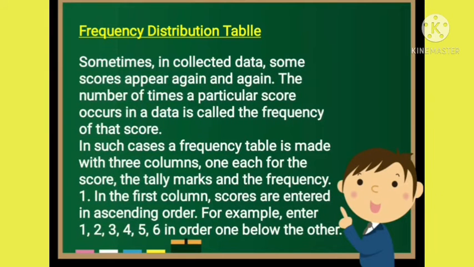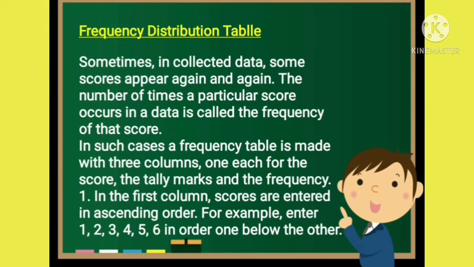Sometimes in collected data, some scores appear again and again. The number of times a particular score occurs in a data is called the frequency of that score. In such cases, a frequency table is made with 3 columns, one each for the score, the tally marks and the frequency. First point, in the first column, scores are entered in ascending order.